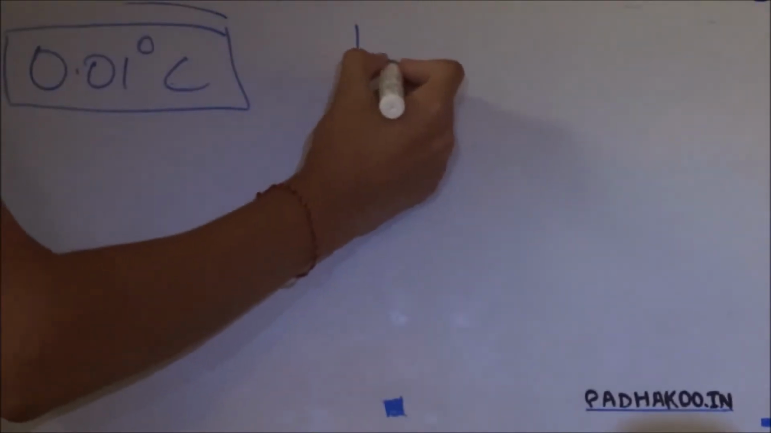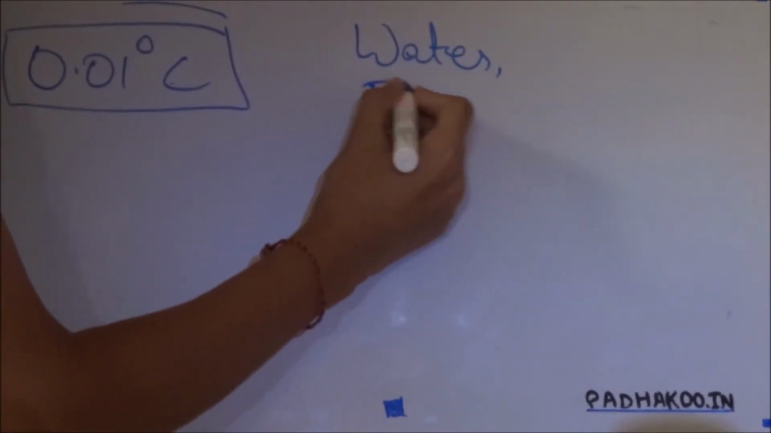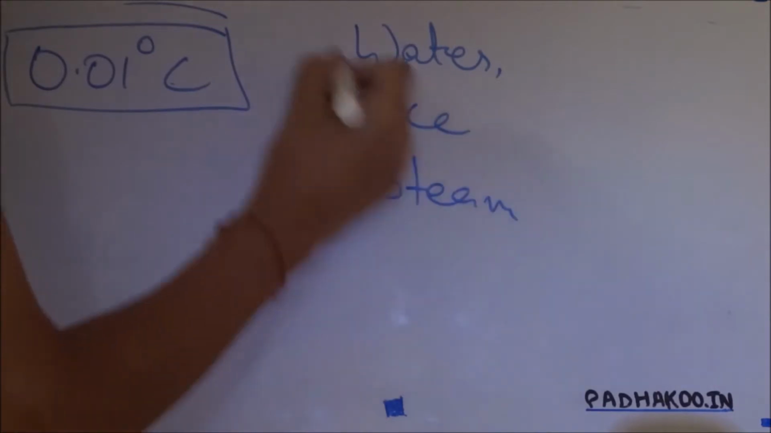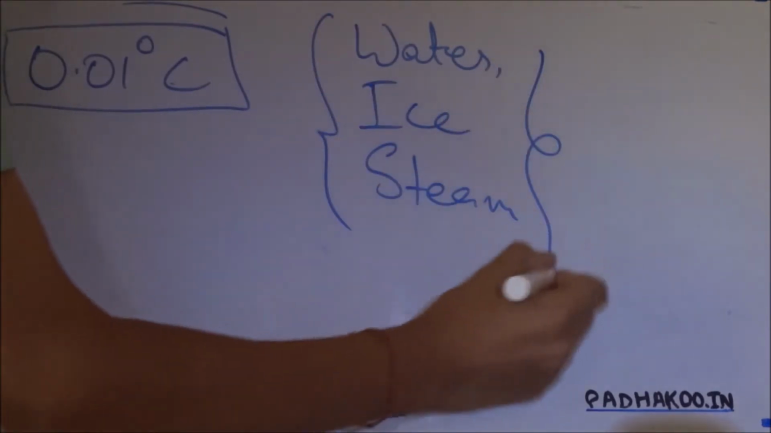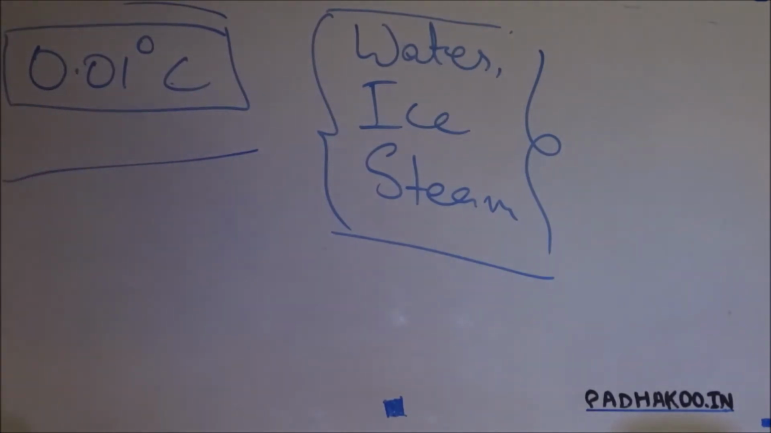At this temperature, water, ice and steam will coexist. All three of them can be found at this temperature. There is some pressure also, which we will study further. So this is the triple point of water, this temperature. Now you know how to convert it into Kelvin, we can do that easily.